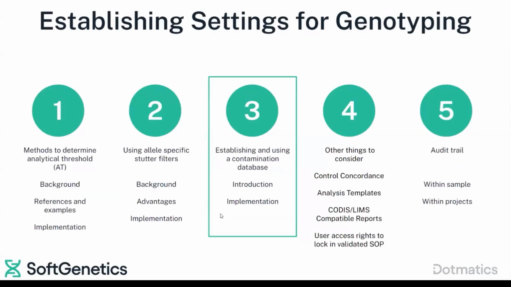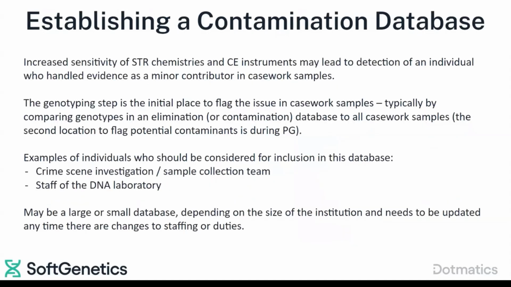Okay, so that brings us to the third category, which is establishing and using a contamination database. This is a very short portion of the presentation, but we included it because it's an important process in the forensic labs. With the increased sensitivity of STR kits and the instruments, we're able to detect lower and lower amounts of DNA. And so the potential of detecting the DNA of someone who handled the evidence is actually increasing just because of the sensitivity of the methods.